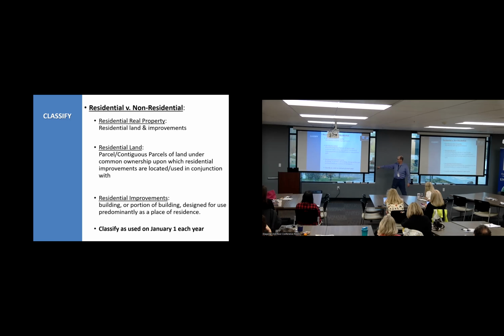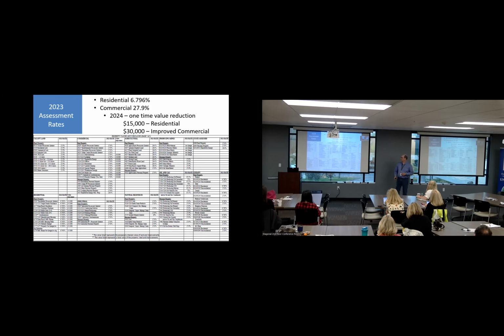Once again, the classification and the condition are decided on the assessment date each year. January 1st of every year is a new assessment date. The appraisal date is similar for two-year cycles, but the assessment date is every year. So we'll talk a little bit about that when I have a graph up that helps explain it.